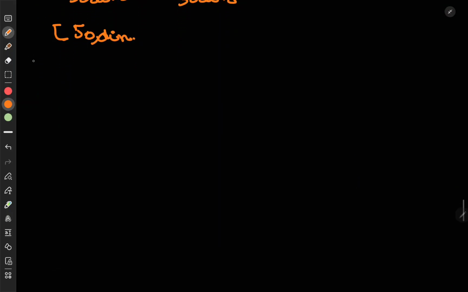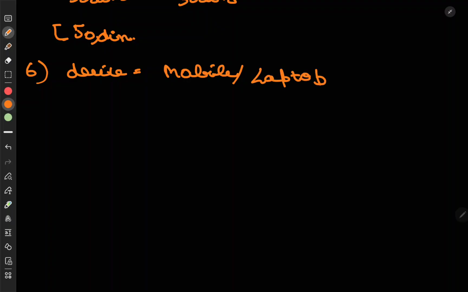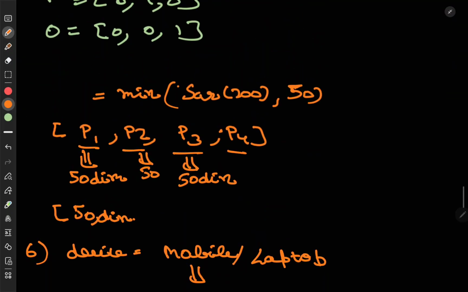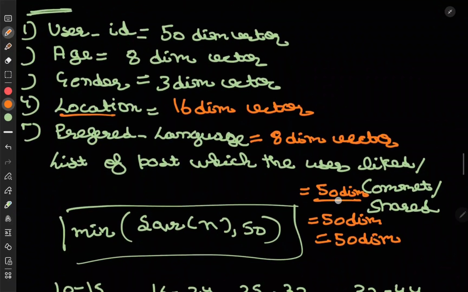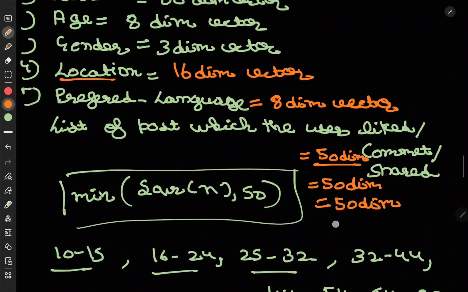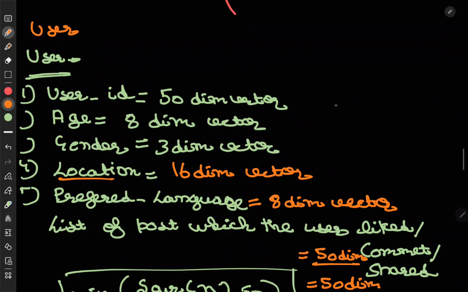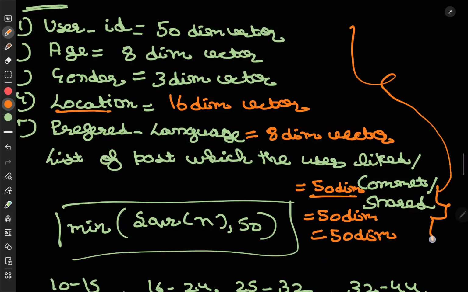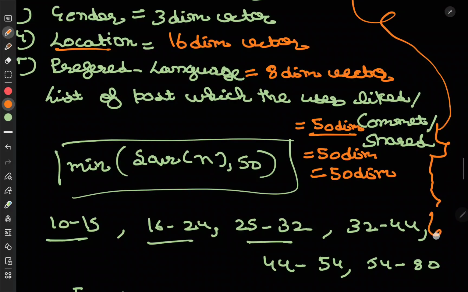So let's consider this 6th thing, that is device. It could be either mobile or a laptop. If it's 2 categories, then it could be represented using one hot encoding. So mobile could be represented like 1, 0, and if it's a laptop, then it could be represented using 0, 1. Now this is something through which we can represent a user, but how are we going to exactly use that? I'll tell you in the model development section.